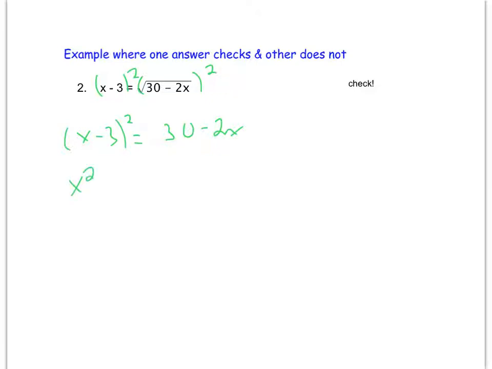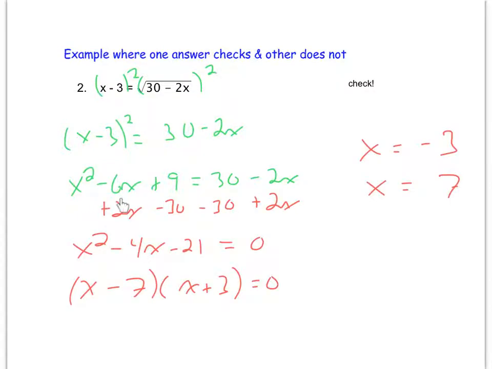We should get x squared minus 6x plus 9 is equal to 30 minus 2x. You guys go ahead and finish solving that equation for x. I shall be right back.